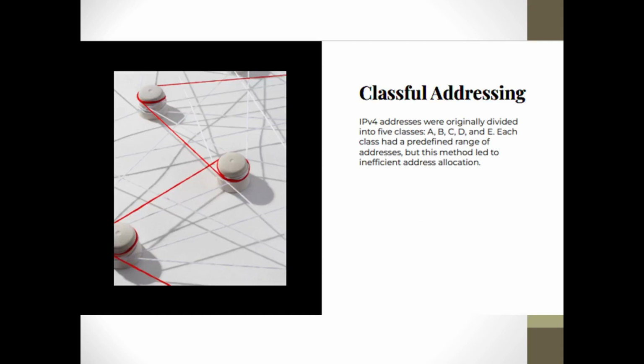Then it comes to classful addressing. In the early days of the internet, the IP addresses were divided into five categories: class A, class B, class C, class D, class E. These classes determine the size of the network portion and the host portion of the addresses. However, the system led to inefficient address allocation and was replaced by classless inter-domain routing, CIDR.